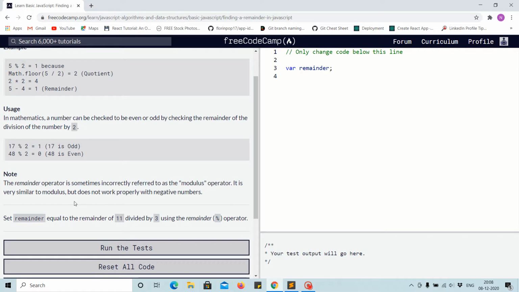The task for this challenge: set remainder equal to the remainder of 11 divided by 3 using the remainder operator. So it should be 11 divided by 3 using the remainder operator: 11 % 3.